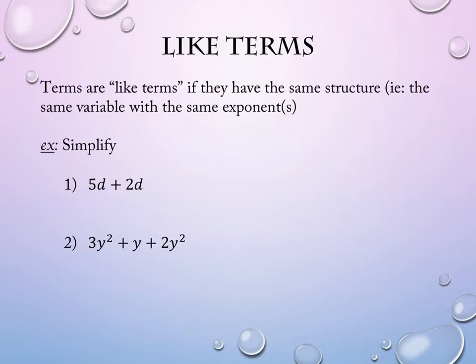The first one I know you've remembered. It's called like terms. Terms are considered like terms if they have the same structure, i.e. the same variable with the same exponent or exponents. So for example, on number 1, 5d and 2d are like terms because they both have the same variable d, and the d's are both raised to the understood exponent of 1. So when we have like terms, we're able to combine them. So 5d plus 2d is 7d.